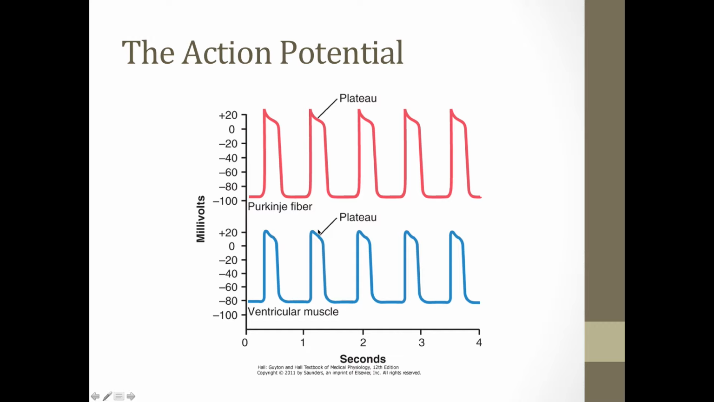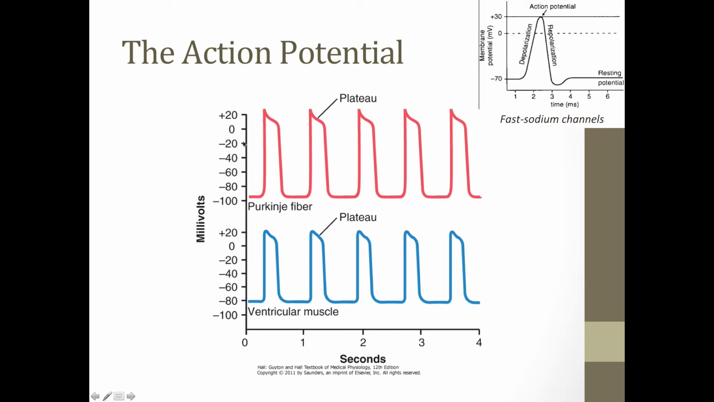All right, so this is what the action potentials look like in ventricular muscle and Purkinje fibers. I want you to notice, whoa, look at all these things coming up out of nowhere. This is the fast sodium channels. We'll talk about different types of tissues in the body. The muscle, so those are our myocardial cells, and this is the nervous tissue, the Purkinje fibers.